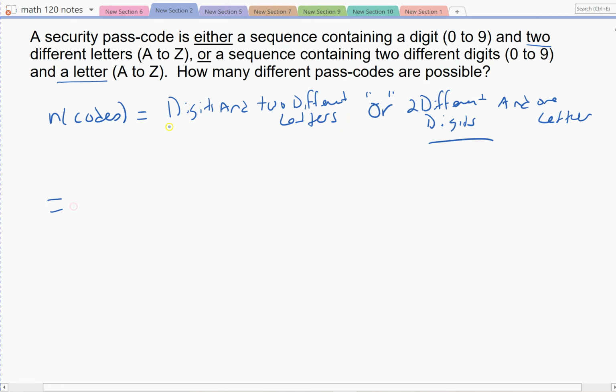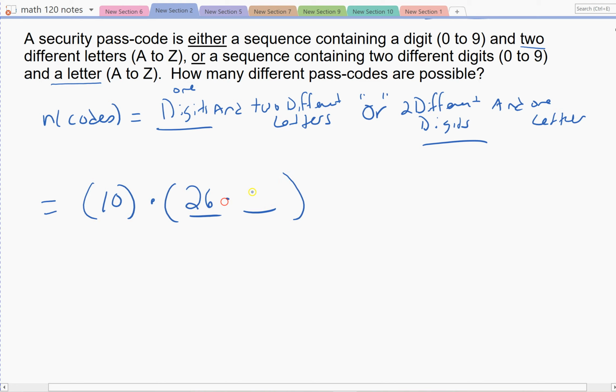All right, well, I've got the digit here, one digit. There are 10 possibilities for that one digit. And then I've got my two letters. They've got to be different letters. So as soon as I pick one, I can't pick it again. If I pick T, I can't pick T again. So there's 26 letters for the first one, but only 25 for the second choice in my code. That's option one, a digit followed by two letters. Or, so we add, option two.